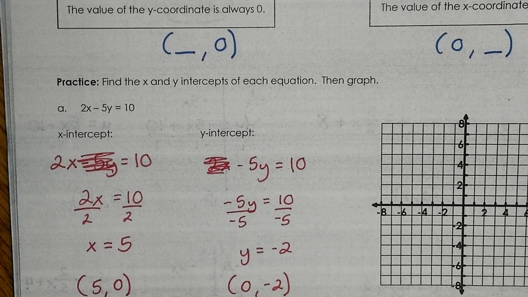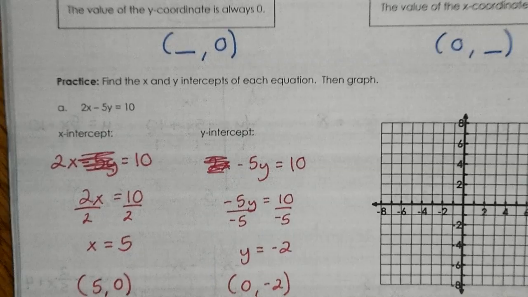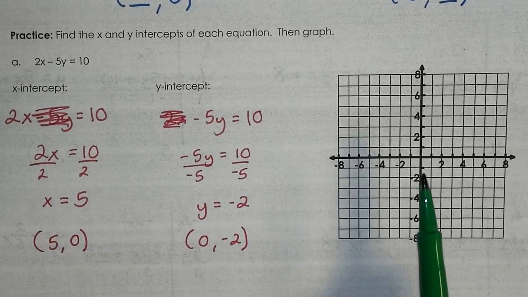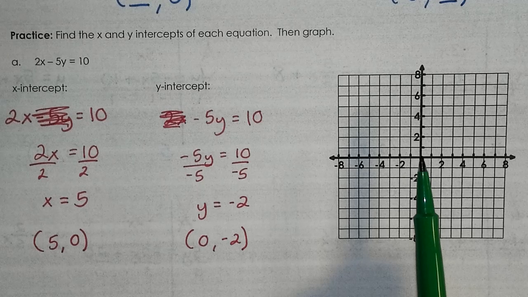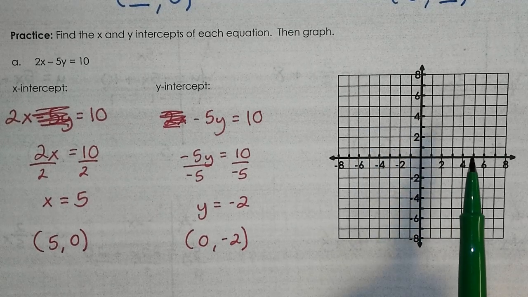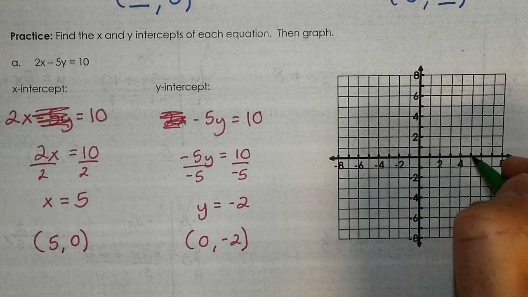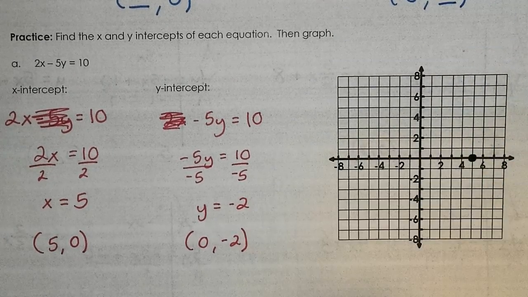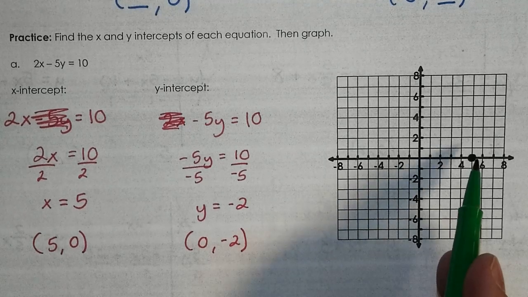Now, to graph this, we have to know how to graph points. If I want to go to 5, 0, where do I go here? I'm at 0, 0, on the x. I go 5 to the right, correct? Because I'm on the x and I go to 5, which is right there. I'm going to put a dot on that, on the x. That's my x-intercept right there, at 5, 0.